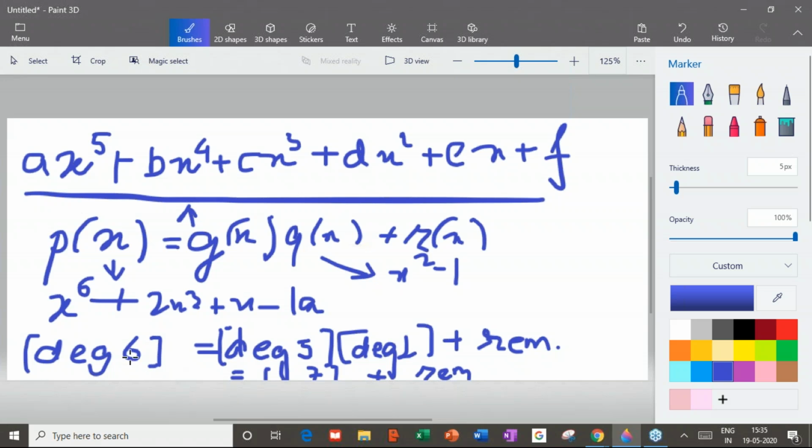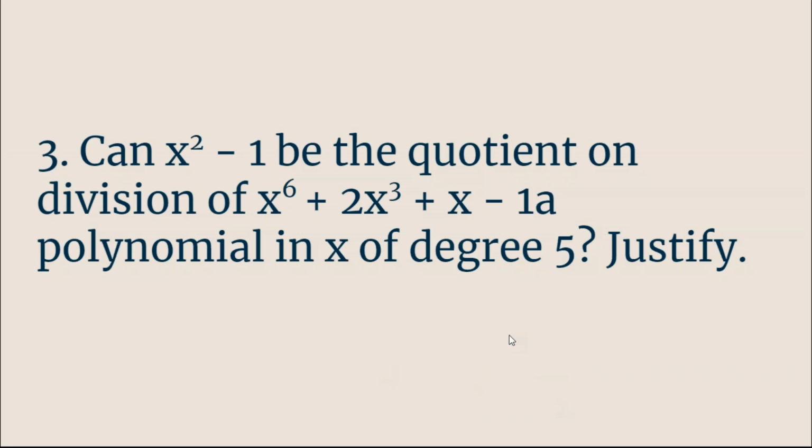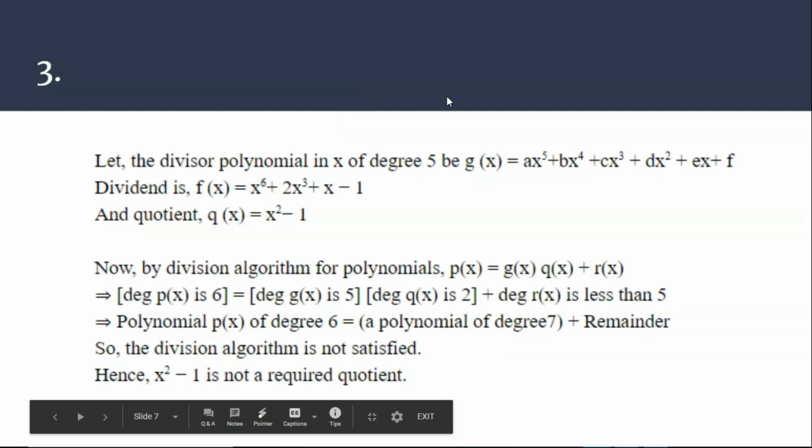Because the polynomial p of x has the highest degree as 6, it cannot exceed 6. It should be equal to 6, the whole RHS. That is why x square minus 1 cannot be a quotient for this case. Okay, that's it. I'll just show you the answer in a better way. Yeah, here.